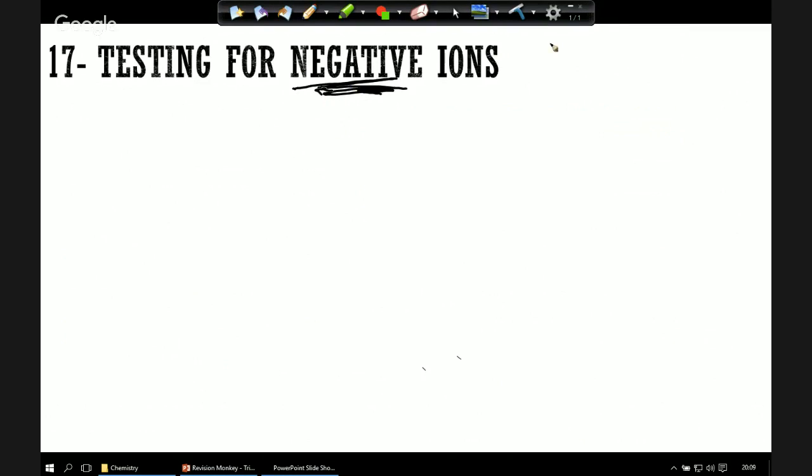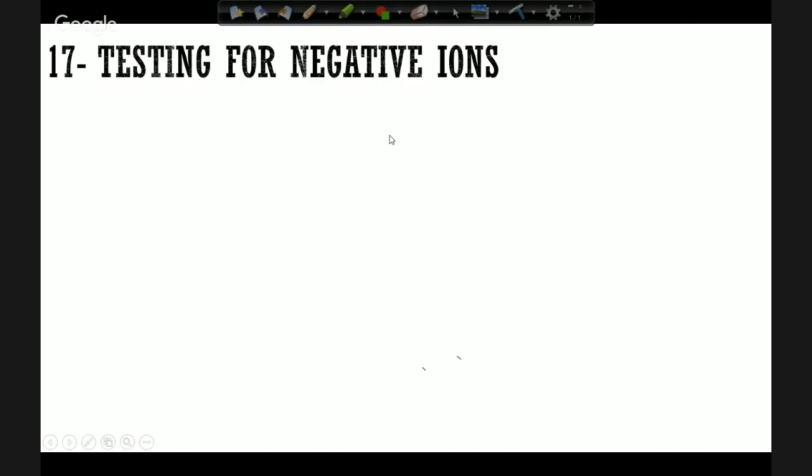So to test for that negative part, it could be that we're looking at potassium sulfate, for example. We could be looking at potassium iodide, or we might have potassium carbonate. Okay, we don't necessarily know what this bit is, and we need to work that out now. So there's a few tests we can do.